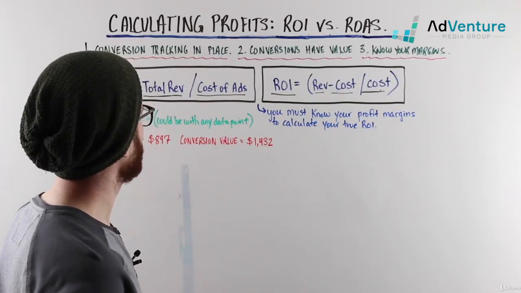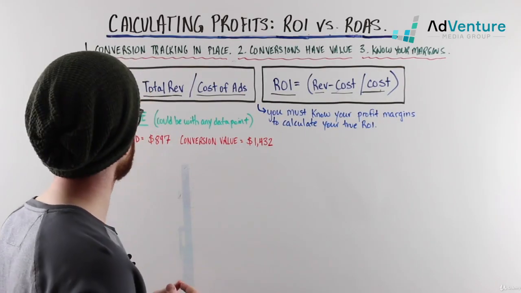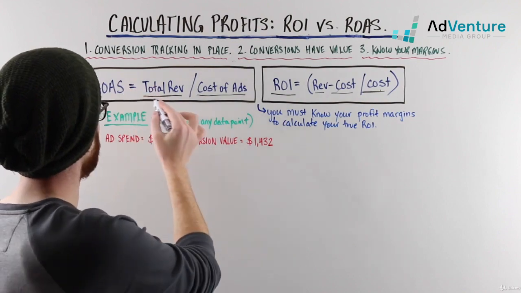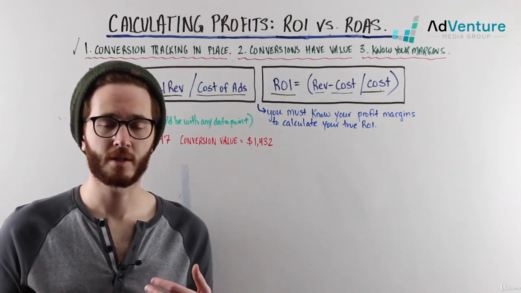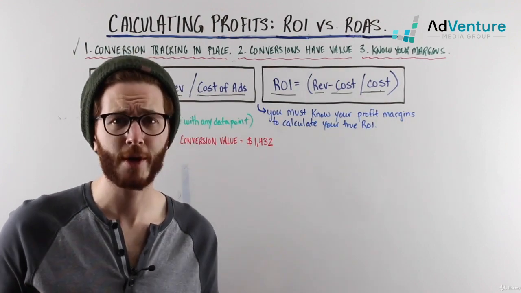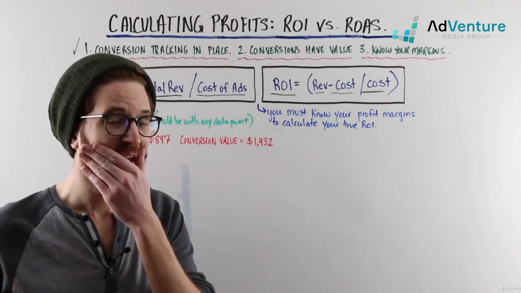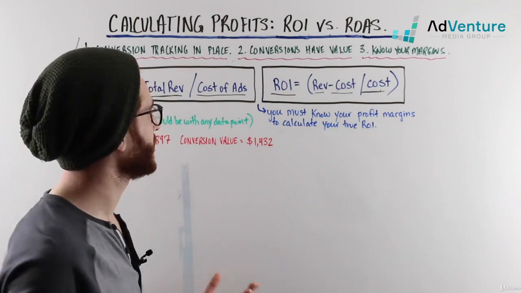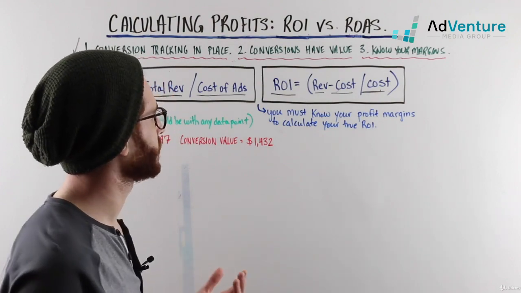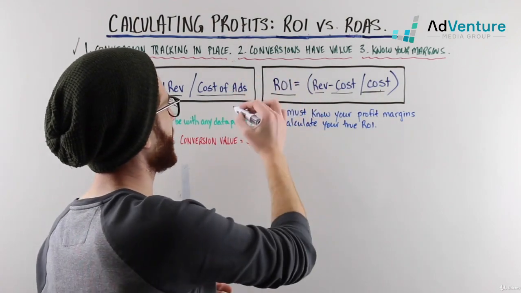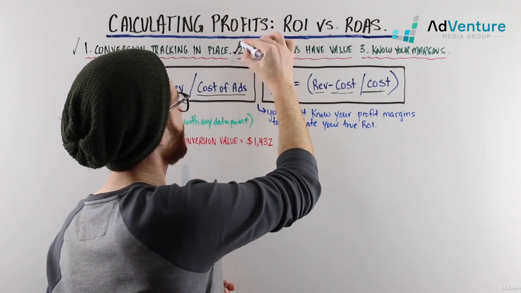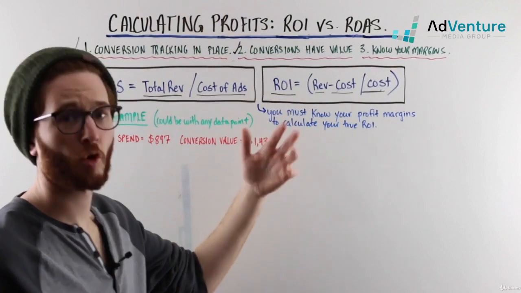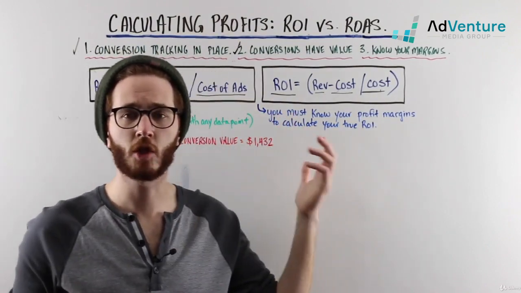A couple things we have to know when we talk about calculating ROI versus ROAS. One is we must have our conversion tracking in place. That's very important for us to be able to even start talking about calculating ROI in our AdWords account. If we're not tracking conversions, we'll have no idea what our conversions are and what our conversion values are. Number two, which is what I just said, conversions have to have values. You need to be attaching some sort of value to each conversion.